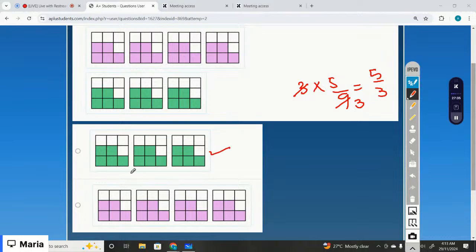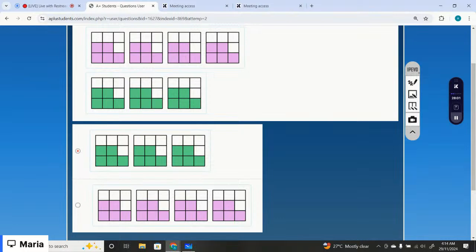Option number 1 represents 5 out of 3. You can see you have 1, 2, 3. You have 3 of them and they all have 5 portions colored out of 9. So they represent 1, 2, 3. They represent 3 times 5 over 9. You don't have to simplify it. That represents 3 times 5 by 9. Option number 1 is the correct option.